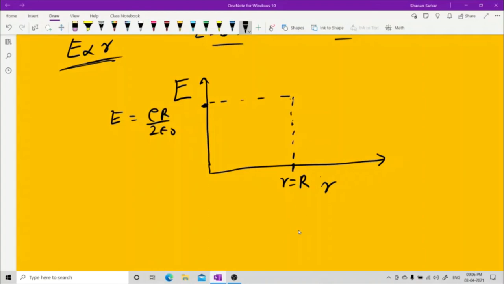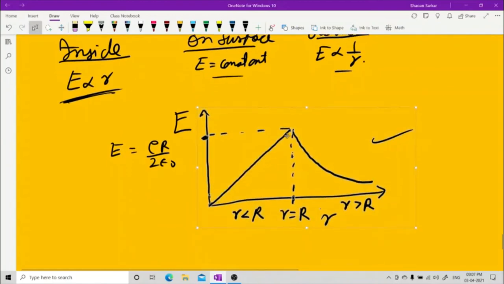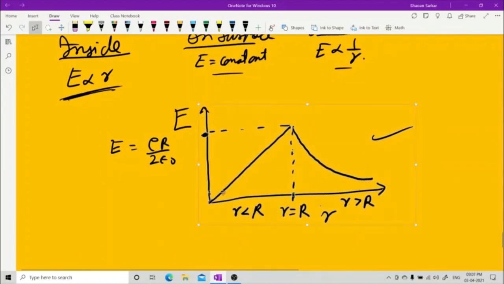Till here, inside, this is the portion r less than R. In this portion, it rises linearly. It will be a straight line. Wait a minute, let me draw it properly. It will rise till here, then it will stop. And at r greater than R, it will start decreasing. This is the combined graph of E versus r for all the three situations.